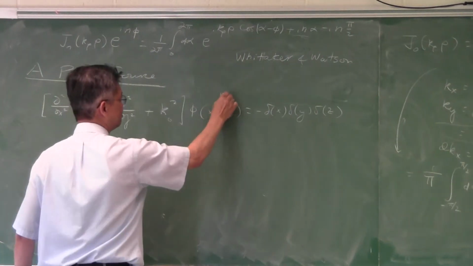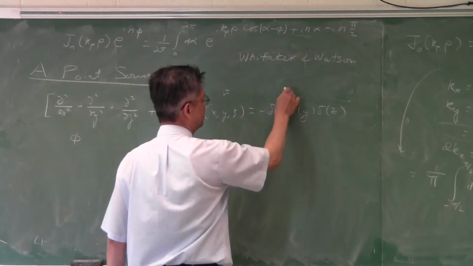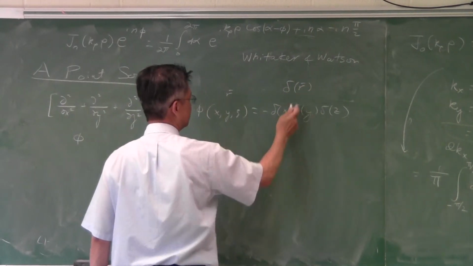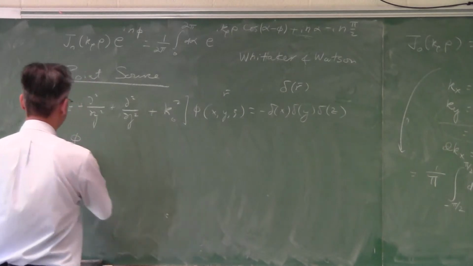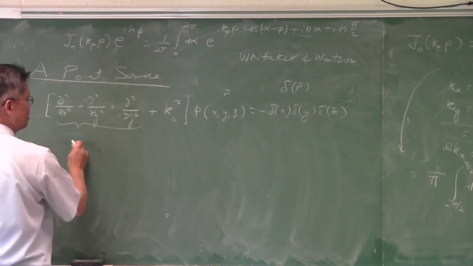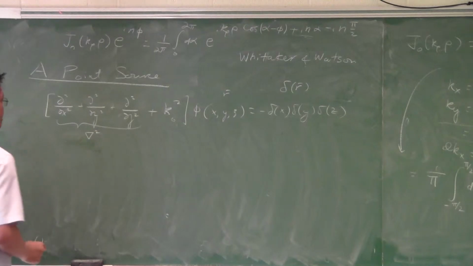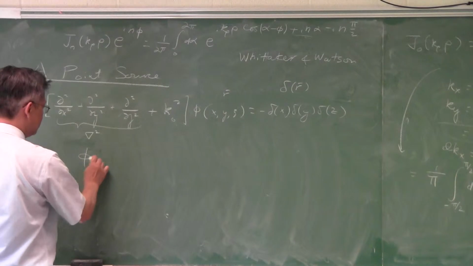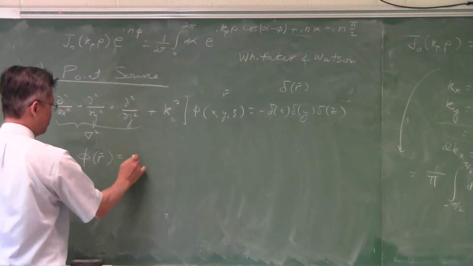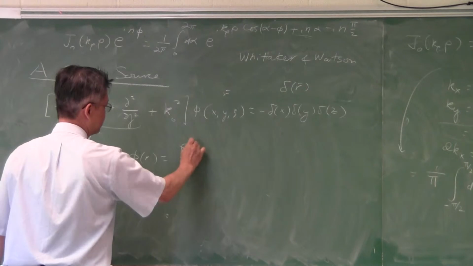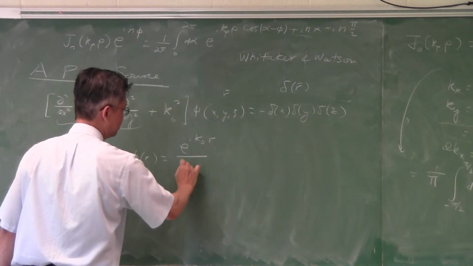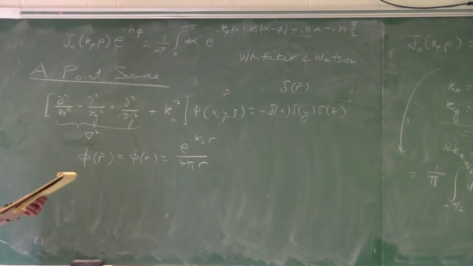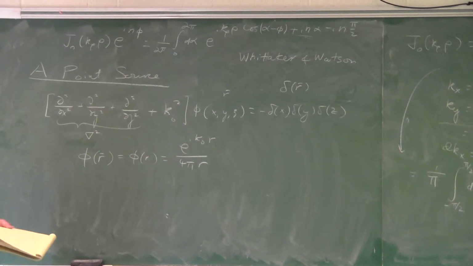And let me use a shorthand notation for this. Okay, this is often represented by this, which is just that. And you know how to solve this equation. It gives rise to a spherically symmetric function, which is e to the i k naught r over 4 pi r, right? I think that's what you have been told. And all of you supposedly know how to derive this. I don't have to derive it.